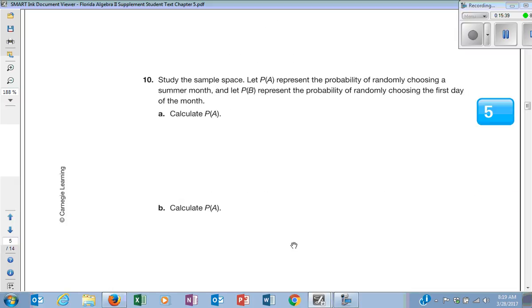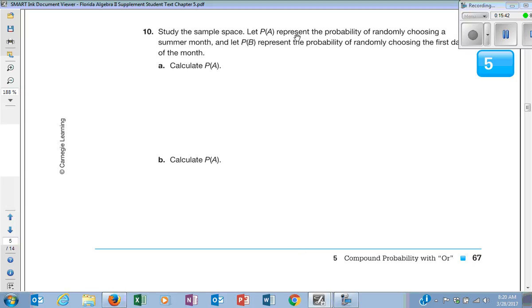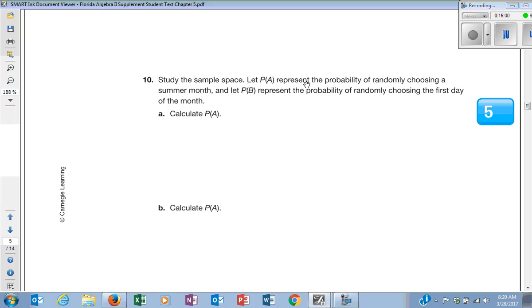Now, study the sample space. Let P(A), so anytime you see P(A) for this problem, the probability of A, represent the probability of randomly choosing a summer month. And let P(B) represent the probability of choosing the first day of the month. So what is the probability of A happening? Be careful because they're switching us up a little bit on this.